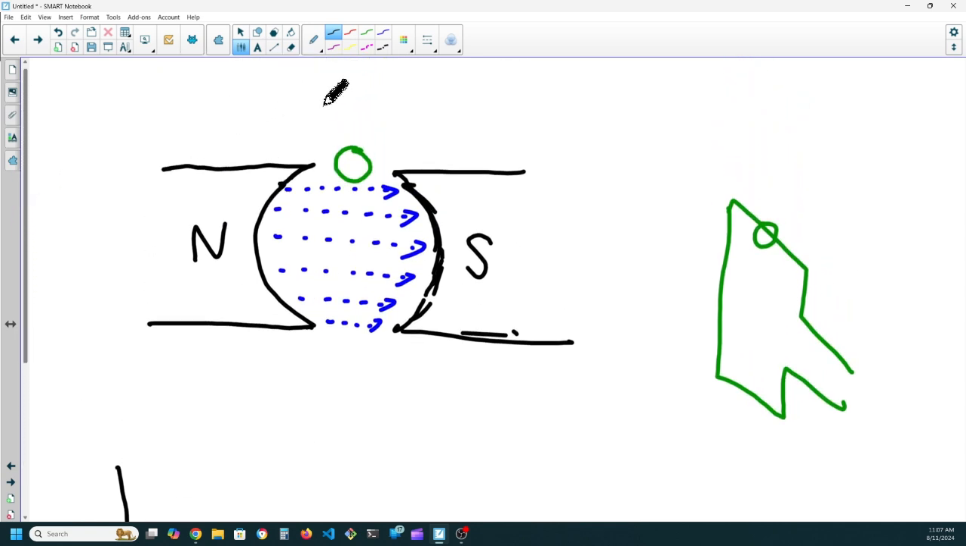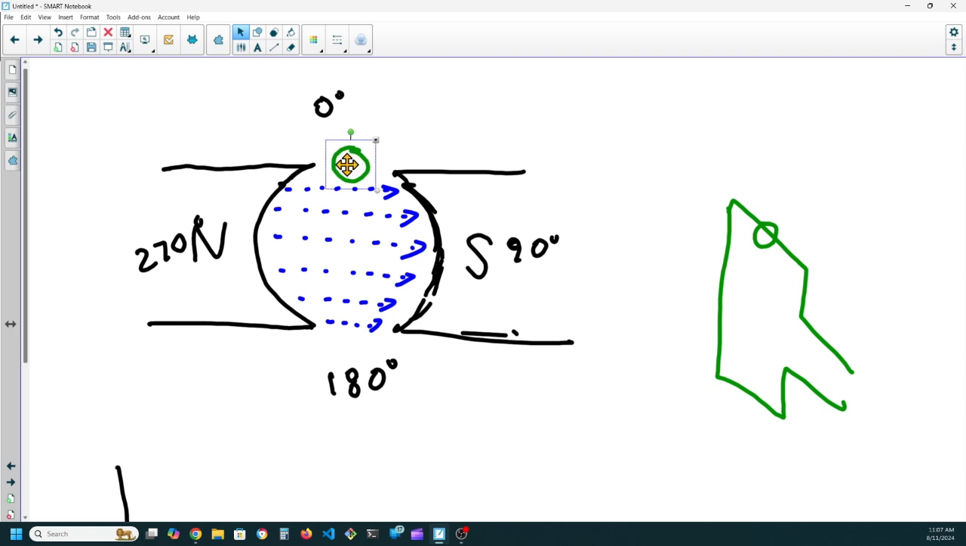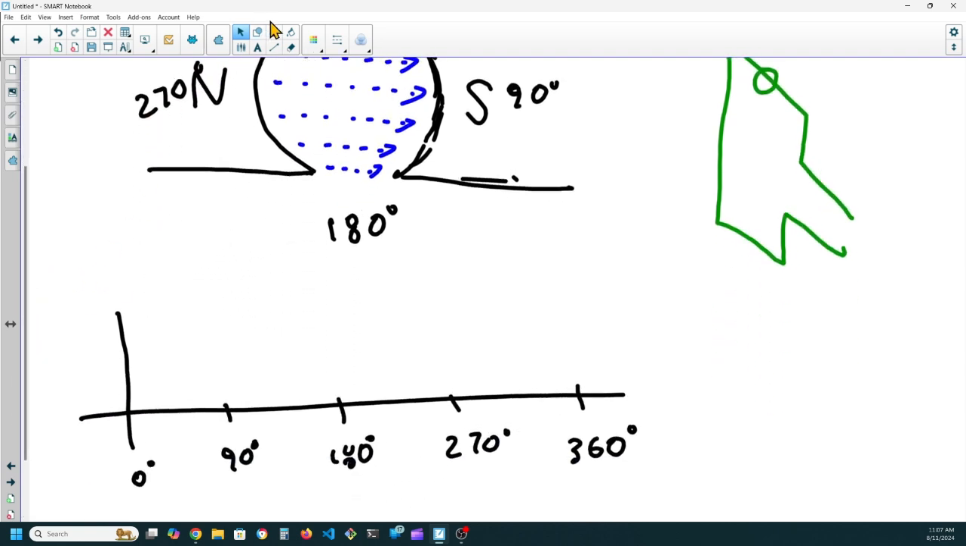So we're going to call this 0 degrees, and this is 90 degrees, and this is 180 degrees, this is 270 degrees, and then 360 is back over here at 0. So when this conductor is at 0 degrees, it's running parallel with the lines of flux. It is not cutting any lines of flux. So the voltage that we're generating in that wire is 0.